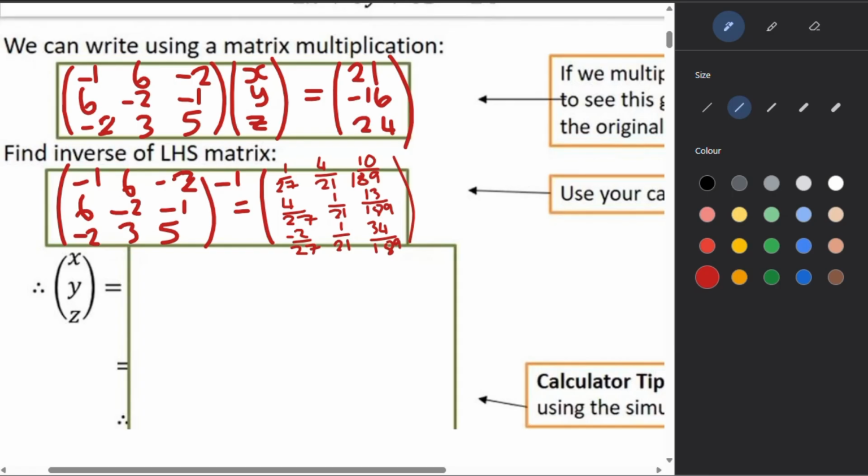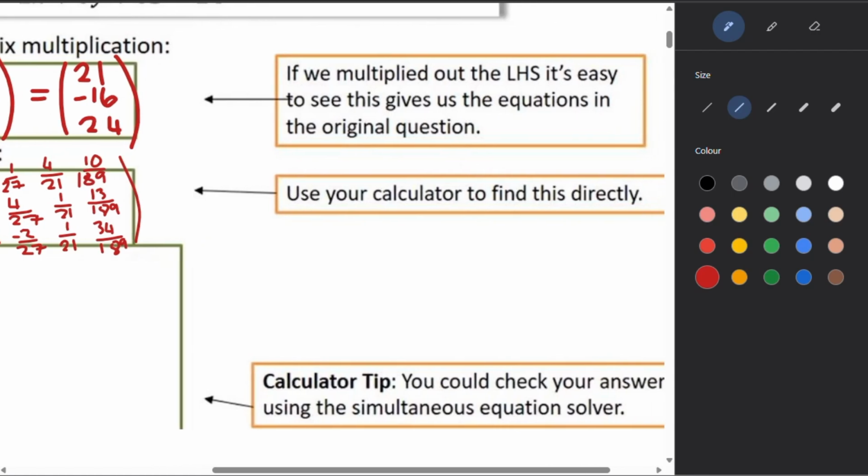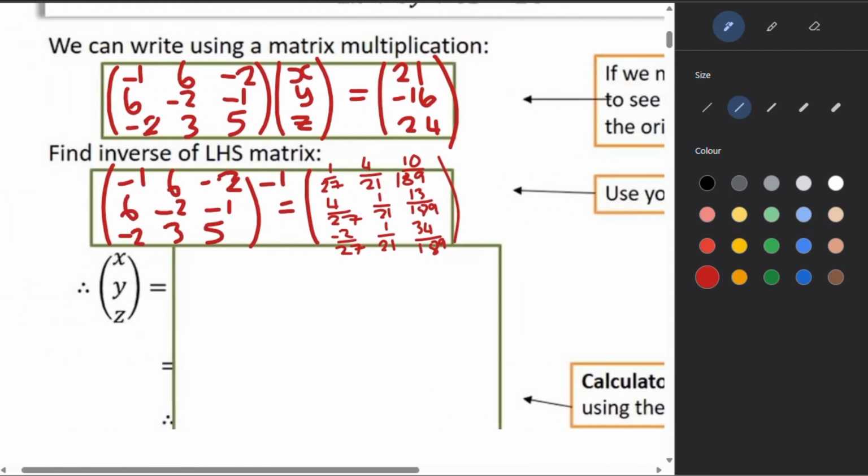I'm assuming you can take out a factor of 1 over 189 out of all that, but I can't really be bothered, so I'm just going to leave it like that. So we use our calculator to find that, and then we need to think about our final steps here, because we found the inverse matrix. So just for ease, I'm going to call that matrix A inverse, so I don't have to keep writing out that inverse matrix over and over again.